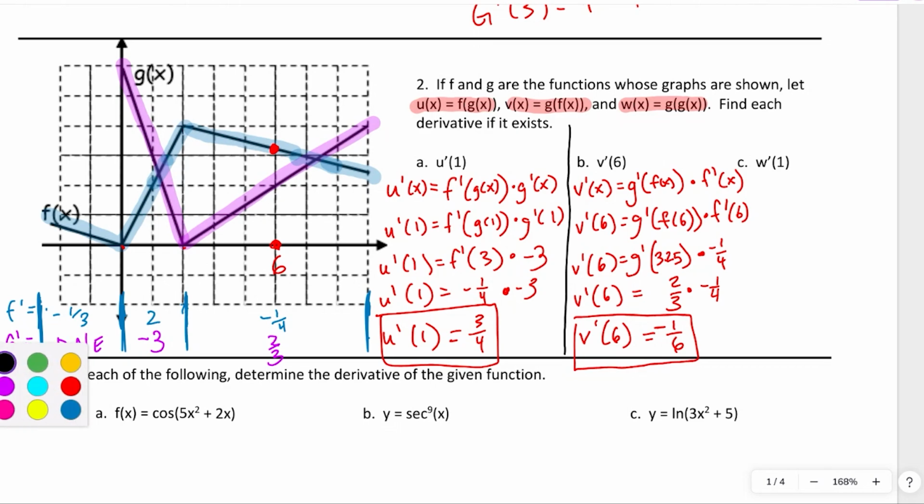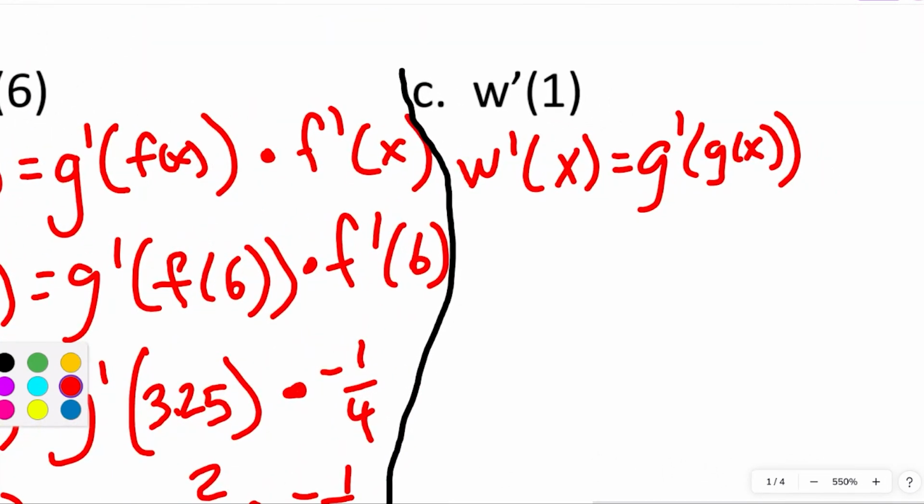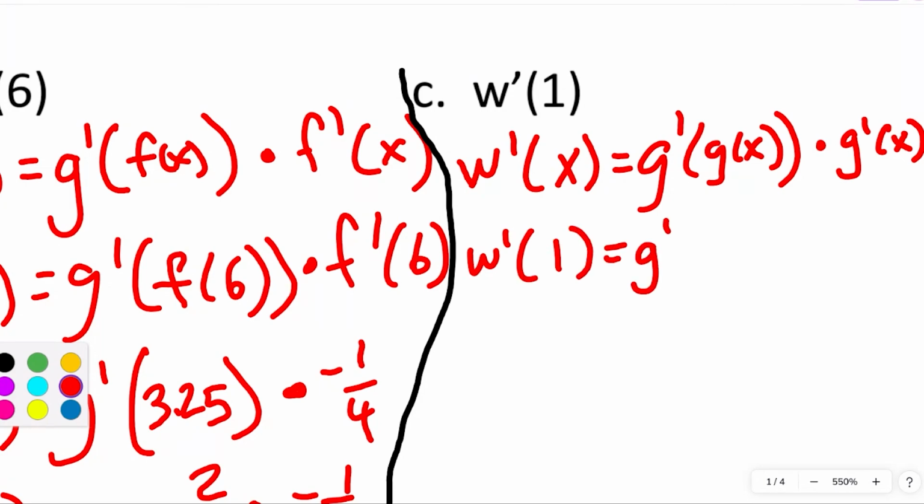Letter C. Let's see if we can get through this one without any errors. Maybe I should be taking this a little slower. Okay, we want first the derivative of W. Now W is g of x, so that's going to be g prime of g of x, times the derivative of g. So now if we want to evaluate that when x is 1, I'm just going to rewrite this, but replace all the x's with 1.